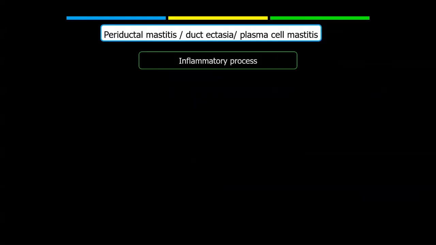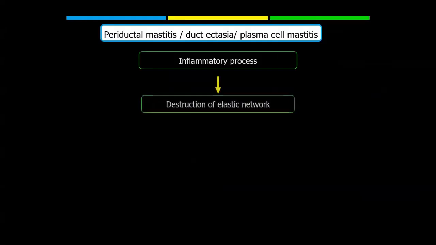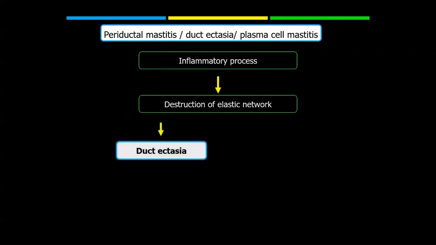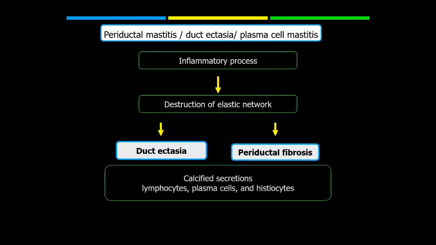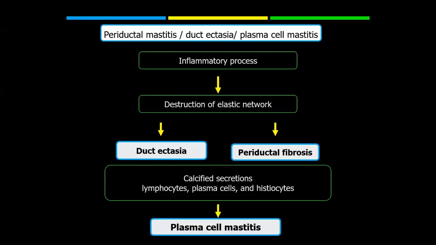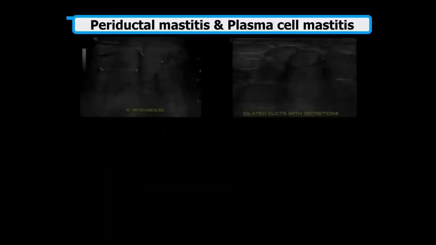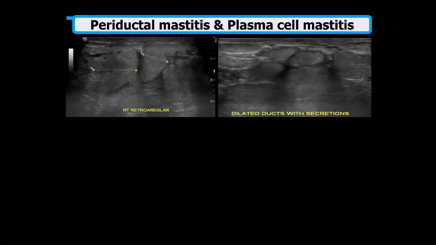The process starts, as we said, with an inflammatory process that leads to destruction of the elastic network of the ducts, ending up with ductectasia and periductal fibrosis. If these ducts become filled with calcified secretions and they become invaded with lymphocytes, plasma cells, and histiocytes, then we get what is known as the plasma cell mastitis. This is how the story begins.